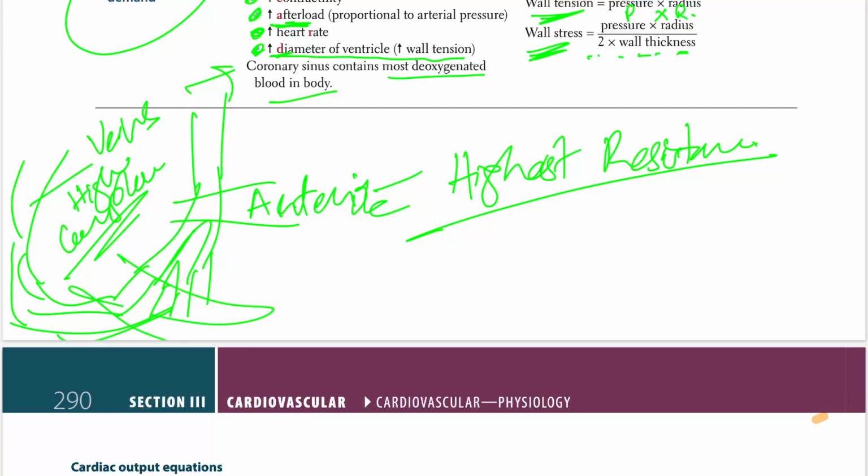These capillaries here have the largest surface and total cross-sectional area for nutrient exchange. For nutrient exchange, we need that. Okay, so this is what we have for this page. Moving on to the next one.